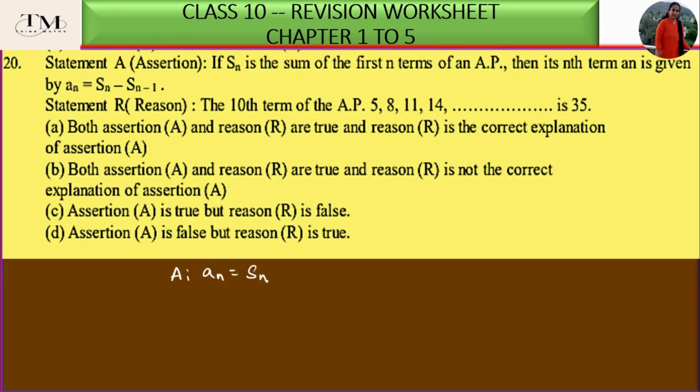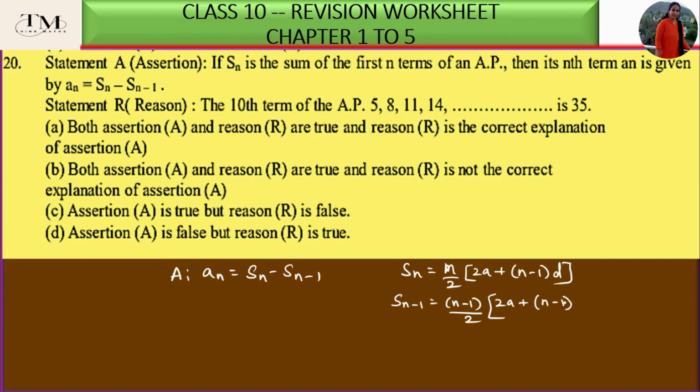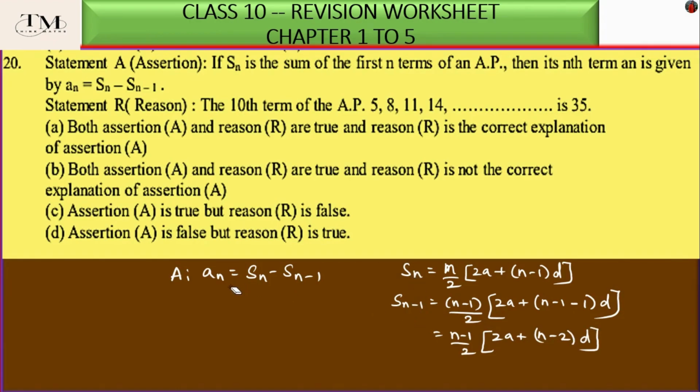An equals Sn minus Sn minus 1. So is it true? What is Sn? Sn is nothing but n by 2, 2a plus n minus 1 into d. What is Sn minus 1? Instead of n, put n minus 1. So n minus 1 by 2, 2a plus, instead of n minus 1, already we have another minus sign, so n minus 1 minus 1 into d. So it is nothing but n minus 1 by 2, 2a plus n minus 2 into d, to get Sn minus Sn minus 1 equal to An.